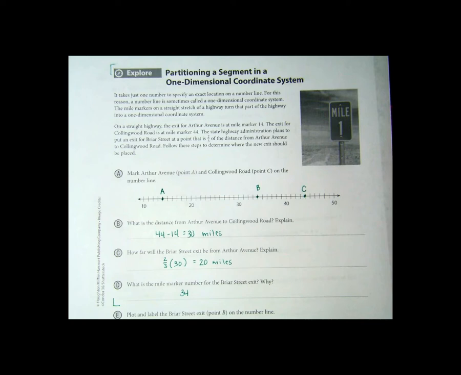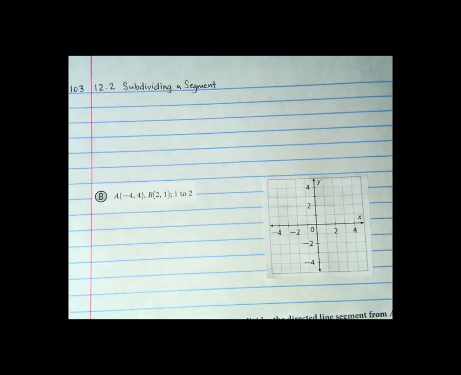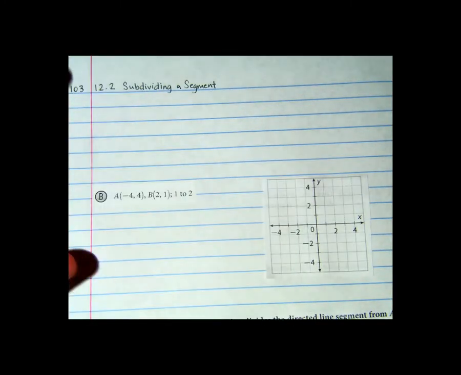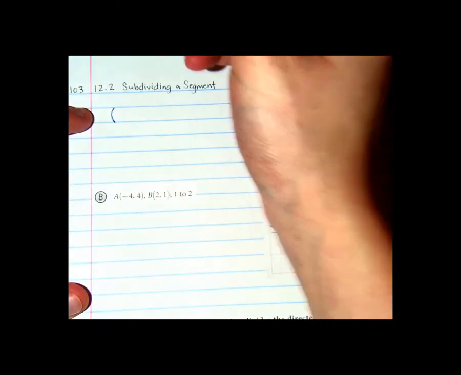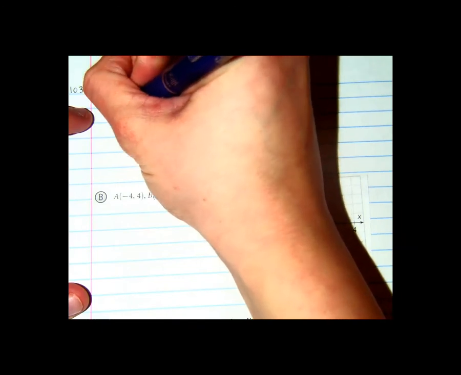And it will go in your notebook on page 102. So we're going to subdivide a segment when it's actually on a coordinate plane. So I said there was a formula for that, and there is one. And I will explain every piece, so when you see it and you're a little confused, it's alright.